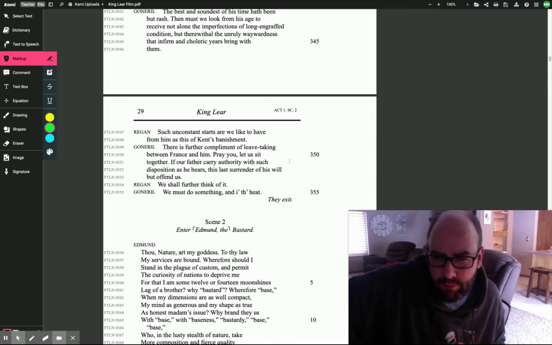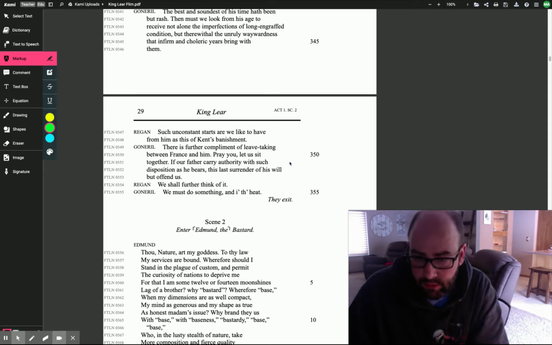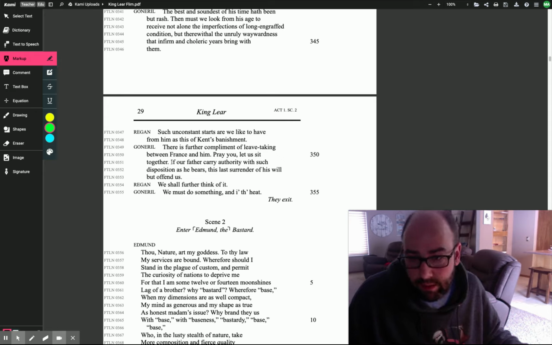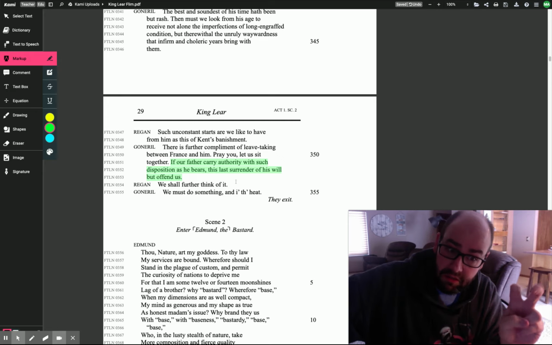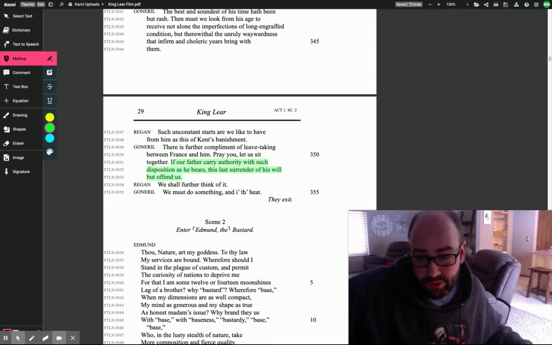There is further compliment of leave-taking between France and him. Pray you, let us sit together. If our father carry authority with such disposition as he bears, this last surrender of his will but offend us. We shall further think on it. We must do something, and in the heat. So we're going to highlight this. And she says, if we don't do something to our father, I think get rid of him, kill the guy, then we're going to have problems. And we need to do it fast, right? We must do something and in the heat.